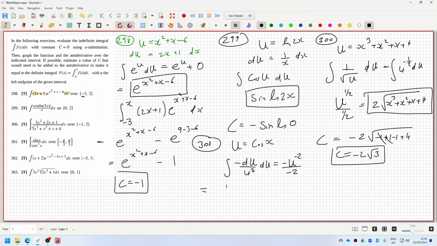So that's 1 over cos squared x. And the c would be -1 over cos squared minus pi over 3. Too tired to make sure I can get this right. Minus a quarter.